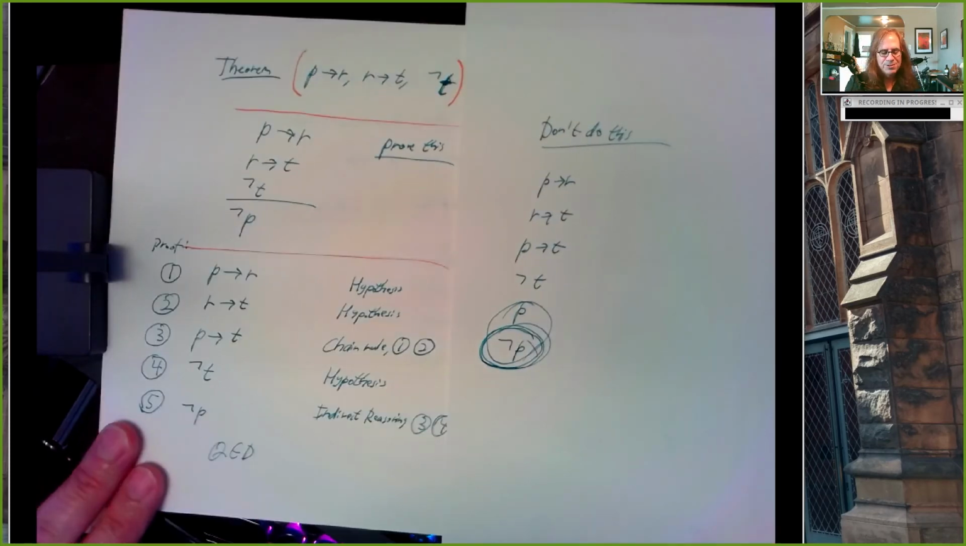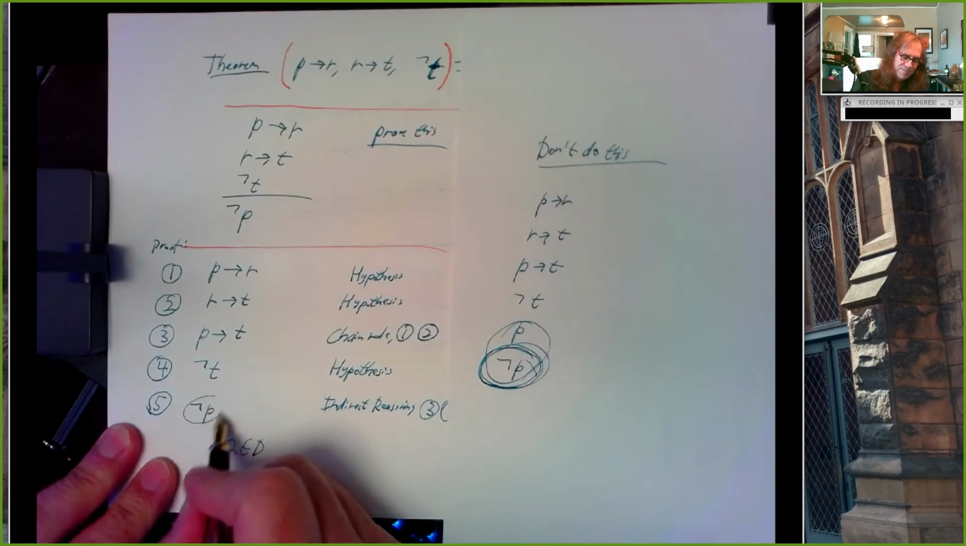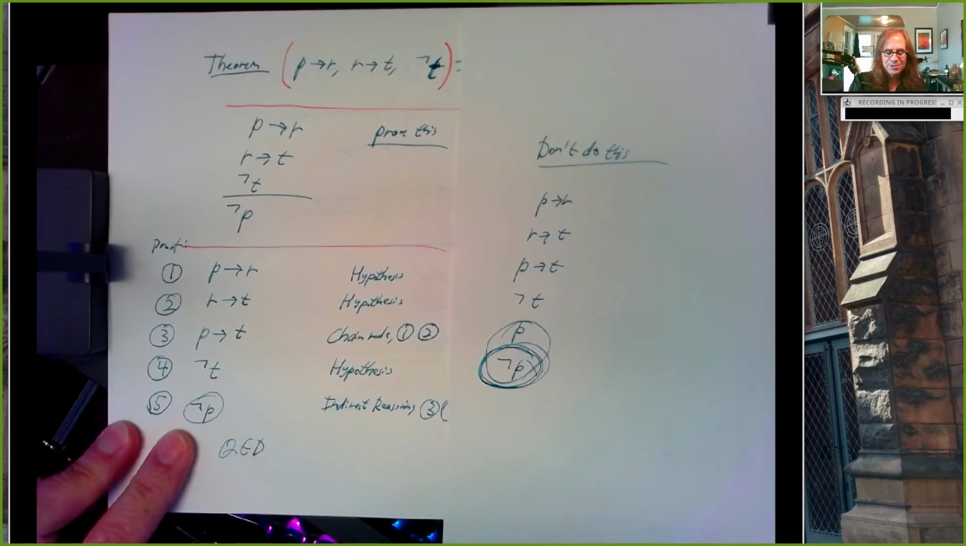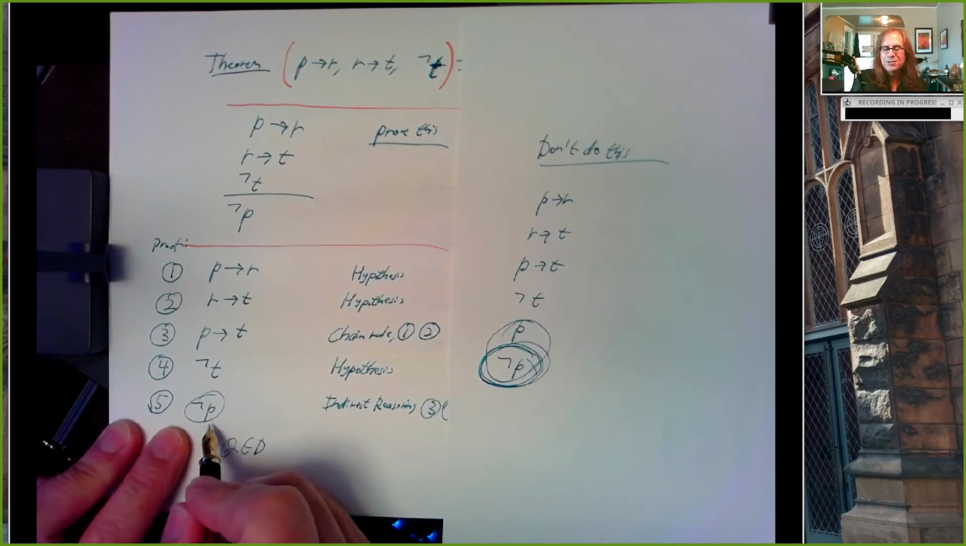So when you're trying to do an indirect proof, start off with the negation of what you're trying to show, and try to use that to argue to a contradiction. Rather than starting off with a negation of what you're trying to show, and then doing a direct proof to show that the thing you're trying to show is true.